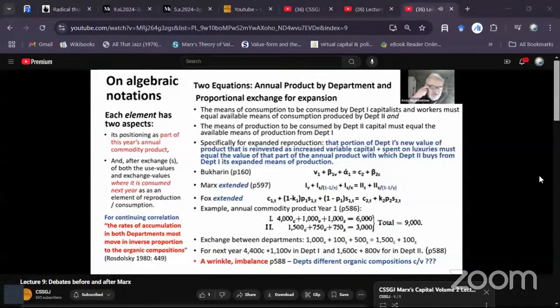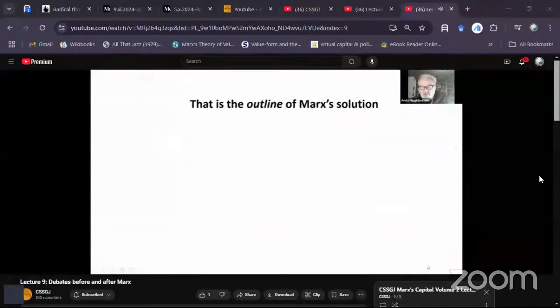Now, the continuing correlation is that the rates of accumulation in both departments are in inverse proportion to their organic compositions. We'll come back to this. Sorry to be a bit abrupt, but we need to get through the material and then we can discuss it. This is the outline of Marx's solution, right?